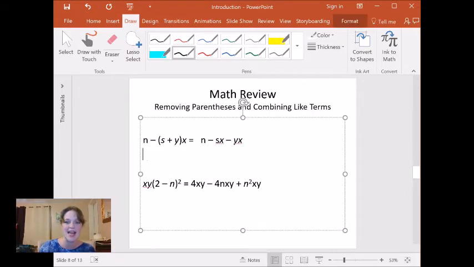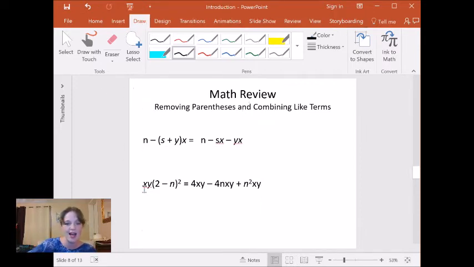And so here we have this next one. Now this one looks scary, but it's not, right? We've got xy times 2 minus n squared. And you're like, oh no, foiling, I want to die, right? Yeah, no, we're not going to foil in this class. But what I do want you to recognize is how to do it, you know, first, outer, inner, last, right? How you would approach a problem like this.